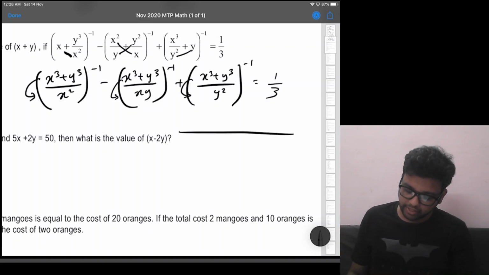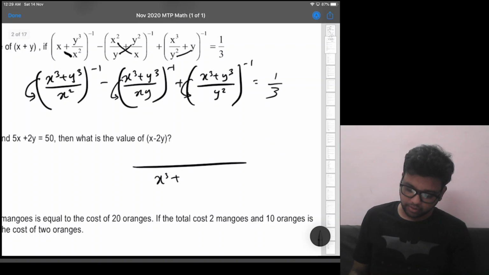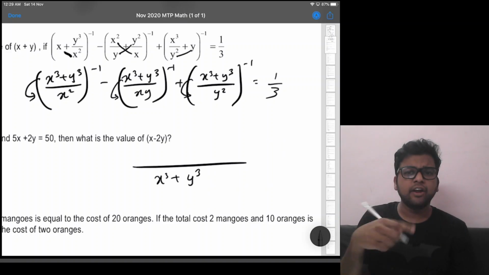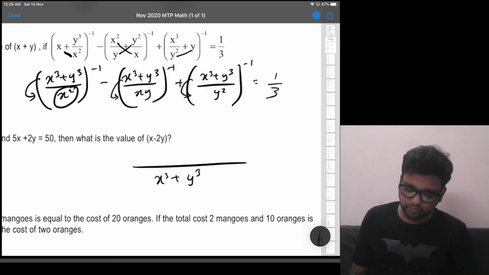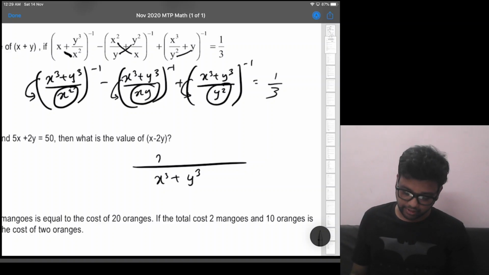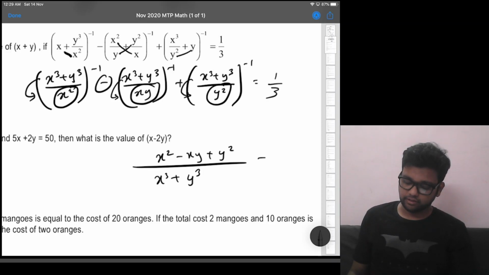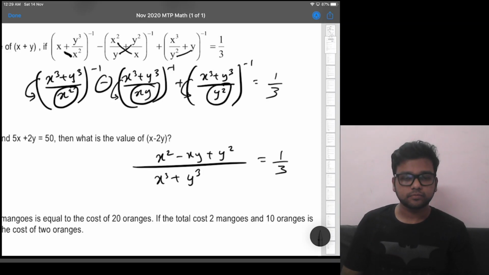So let's write common denominator of x cube plus y cube. And all the numerators will be added. Now numerators will be these three. So let's add them: x square, then this minus xy, plus y square is equal to 1 by 3.